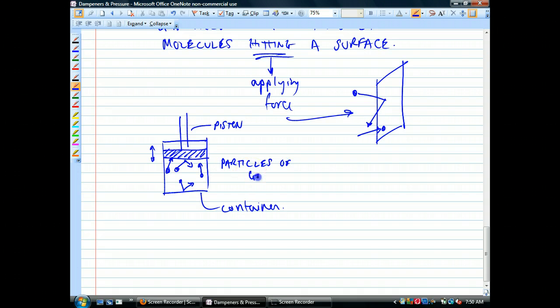Particles of gas strike the walls and the piston, exerting a pressure.